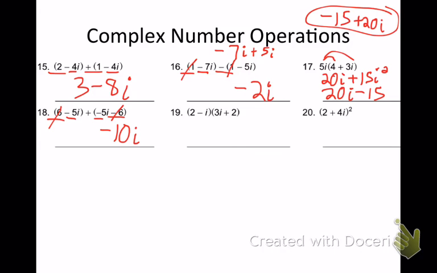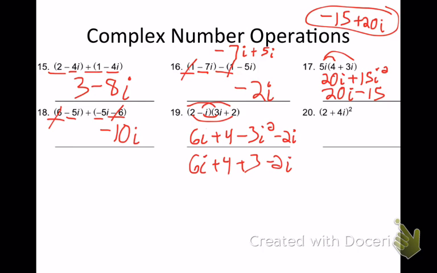19. Allie, what do I need to do on a problem like 19 here? Probably FOIL. I need to FOIL, multiply. So 2 times 3i gets me 6i. 2 times 2 is 4. Negative i times 3i gets me negative 3i squared. And then negative i times 2 gets me negative 2i, right? Now what's i squared equal? Negative 1. So really it's like saying 6i plus 4 plus 3 minus 2i. And when you work that out, what do you get, Allie? Seven plus 4i? Yeah. Nice job.